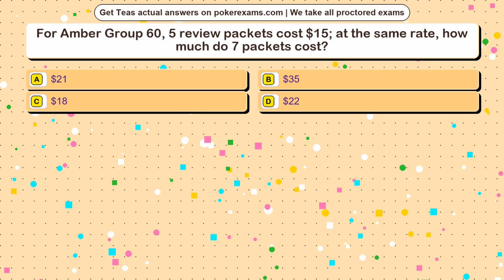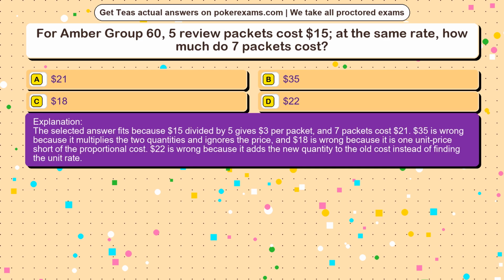The correct answer is option. The selected answer fits because $15 divided by 5 gives $3 per packet, and 7 packets cost $21. $35 is wrong because it multiplies the two quantities and ignores the price, and $18 is wrong because it is 1 unit price short of the proportional cost. $22 is wrong because it adds the new quantity to the old cost instead of finding the unit rate.